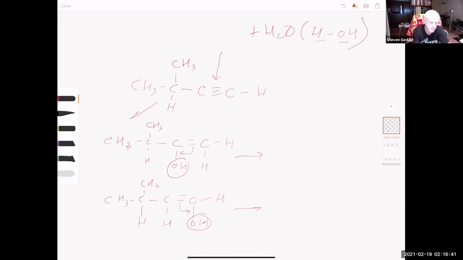If it goes this way, let's do the top one here. CH3, C, let's see, there's an H here too. And then this becomes our double bond where those electrons have swung over. And we have our hydrogen here, and our hydrogen gets added here, CH3.